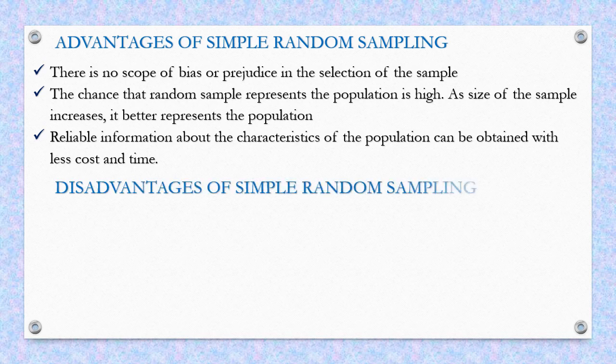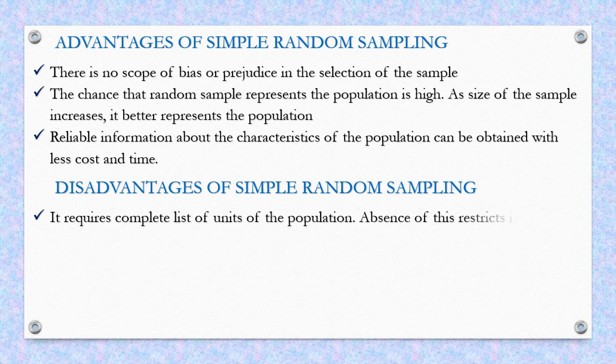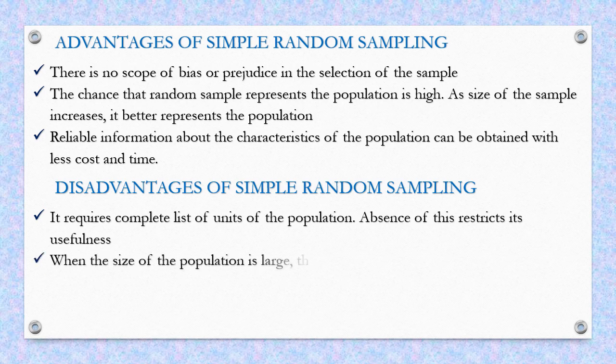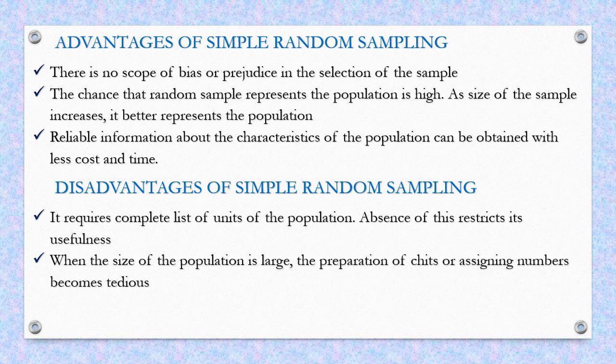Disadvantages of simple random sampling. First one, it requires a complete list of units of the population, and if this complete list of units of the population is not available, we don't get good, accurate results. When the size of the population is very large, it is difficult to prepare the charts, or it is also difficult to assign numbers to all the units of the population. It becomes difficult and tedious.